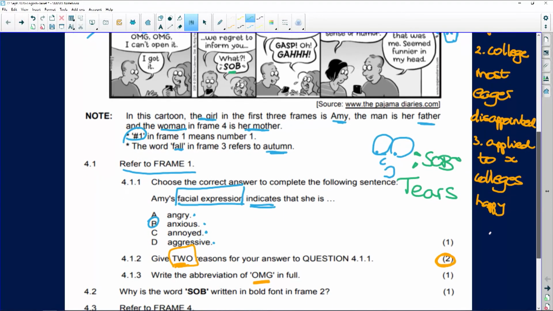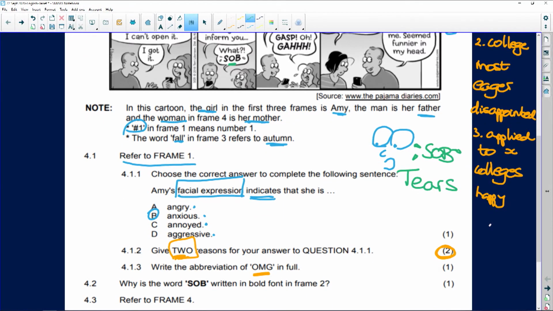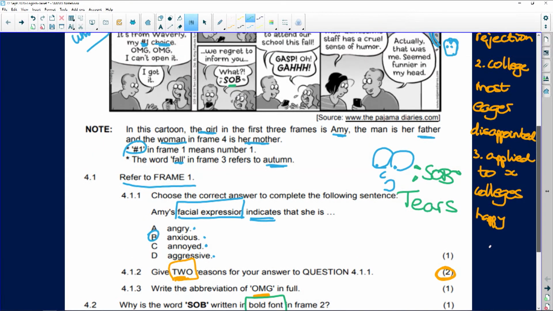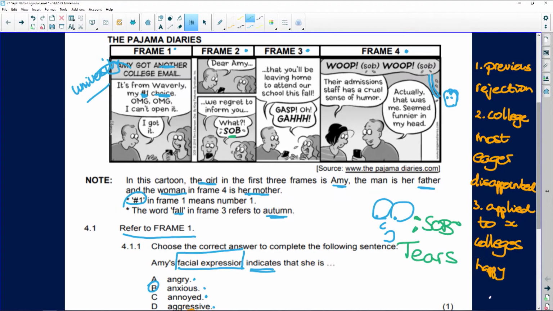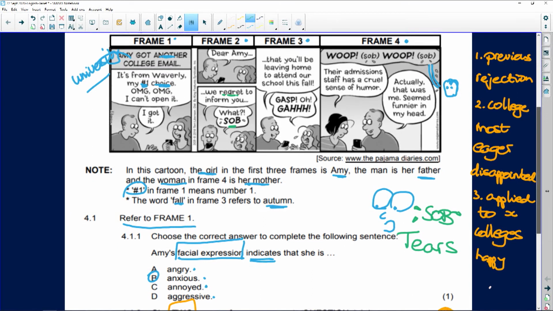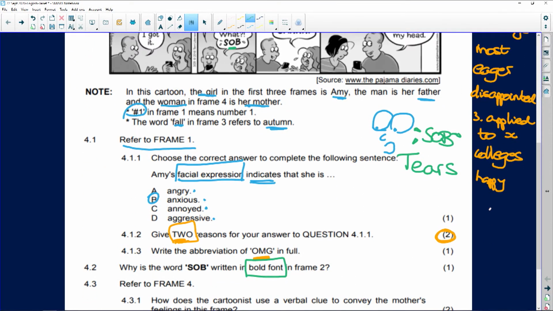So why is that word written in bold font? Let's have a look at her response. Dear Amy, we regret to inform you. So she is now expecting a rejection. We regret to inform you. So why is sob in bold? It emphasizes how intense her response is.